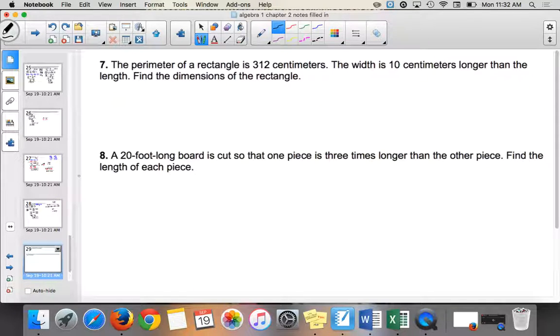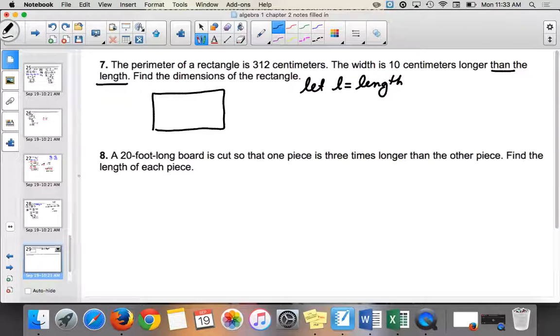All right. So you might also have some story problems. So number 7 says the perimeter of a rectangle is 312 centimeters. The width is 10 centimeters longer than the length. So when it says longer than something, then I let whatever is after that be my variable. So I'm going to let L equal my length. So I'm going to have L, and then the other one's going to be 10 centimeters longer than that. So what am I going to write for the width? W equals L plus 10. Yeah, you say L plus 10, right?